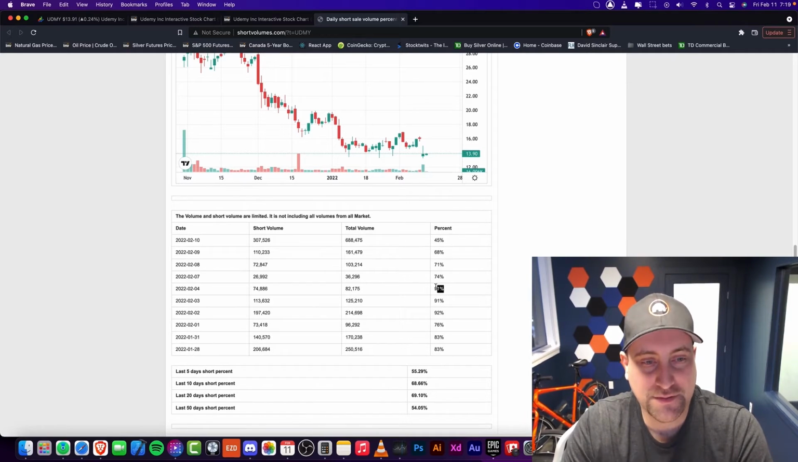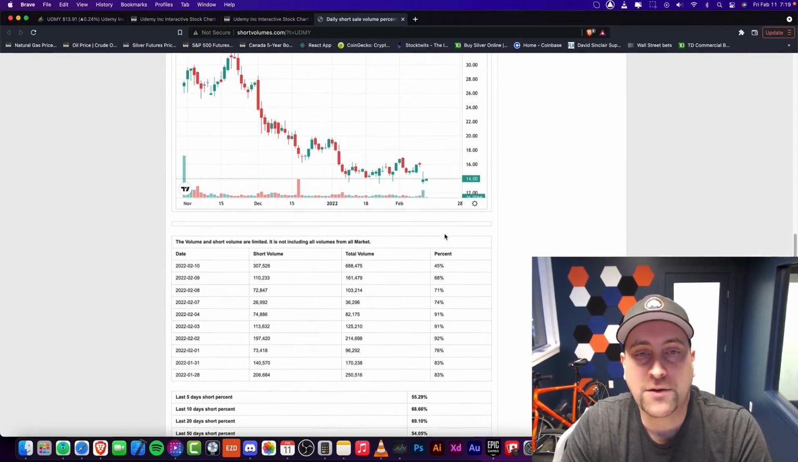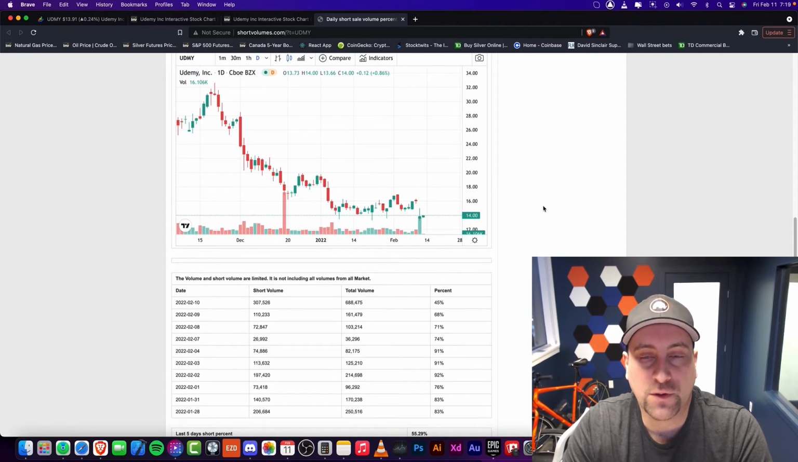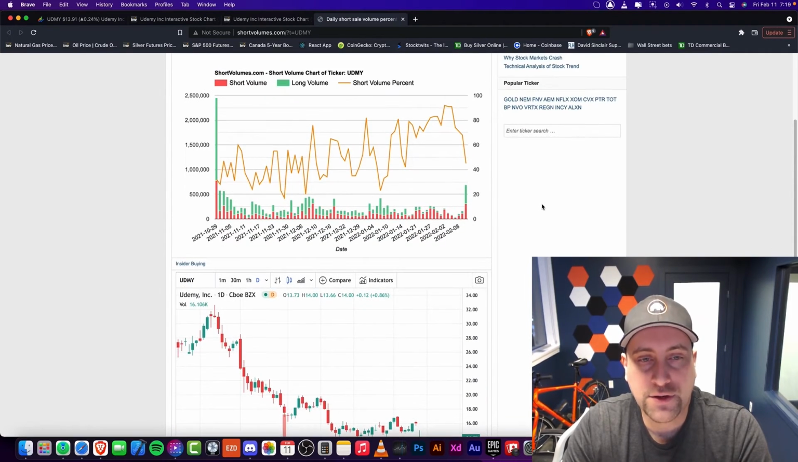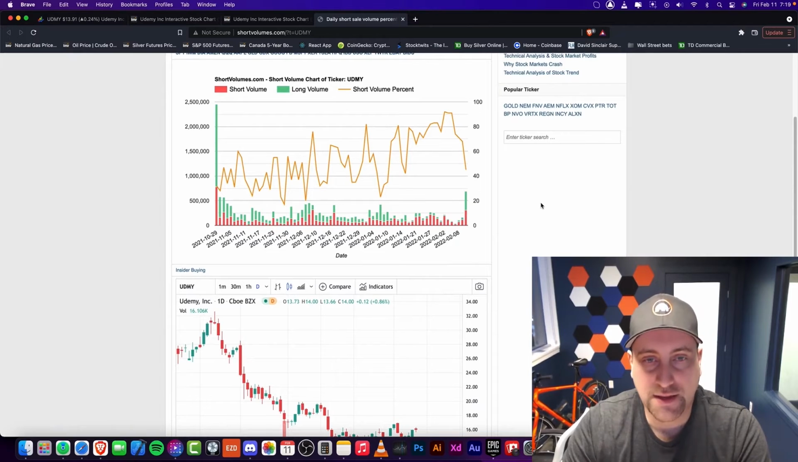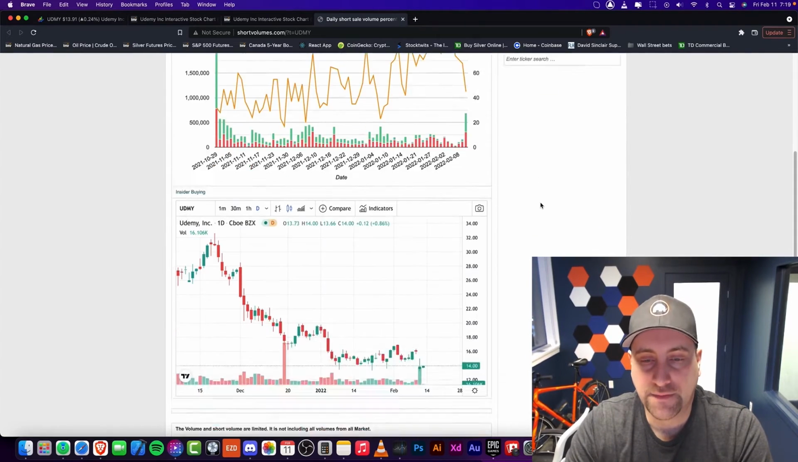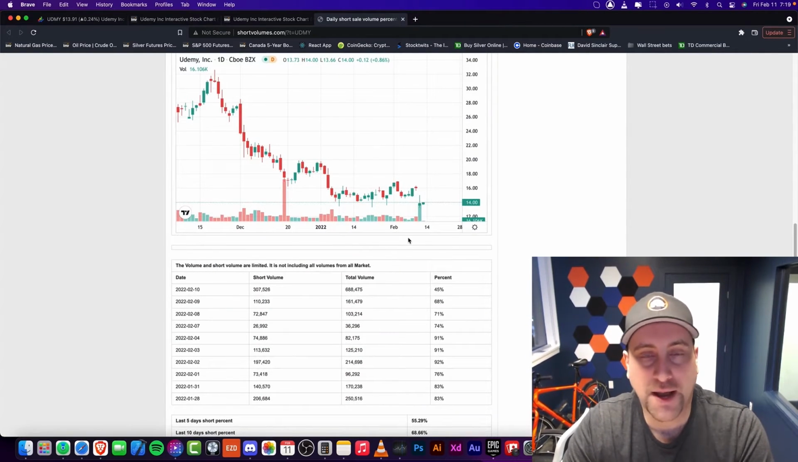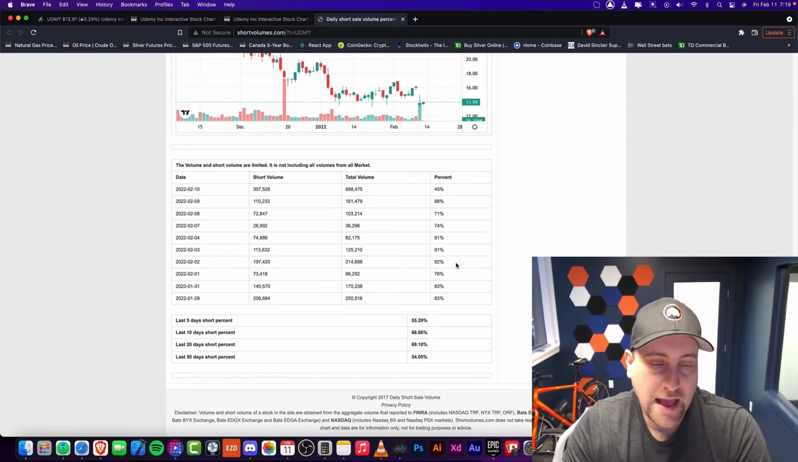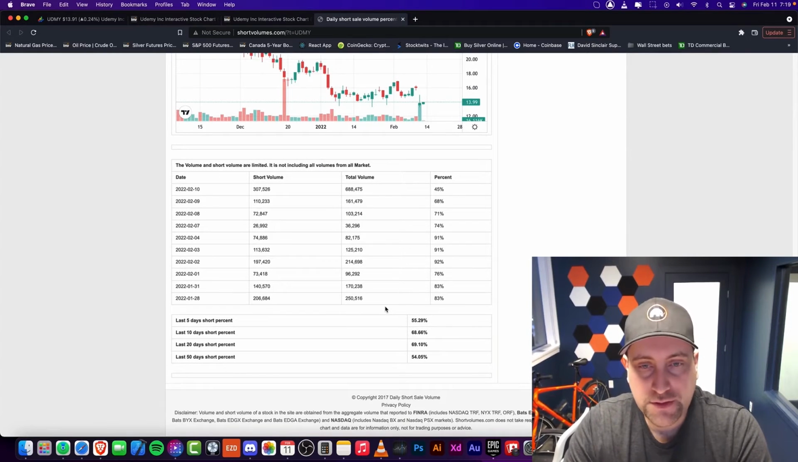The total short volume. The other thing about Udemy here is that there's not a lot of volume going through it at all, and that's something you need to understand. The reason is that if there's low volume, then big buyers can completely take out these shorts. So is Udemy set up for a short squeeze? Well, probably not. If there is, it's not going to be too big.